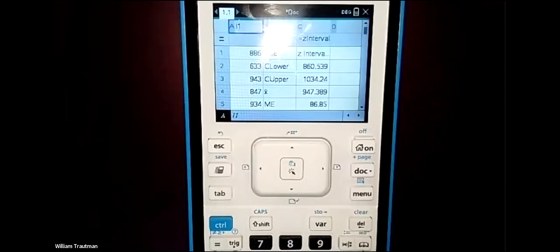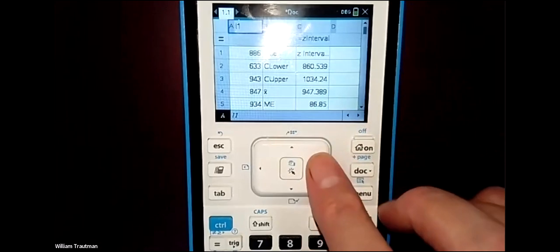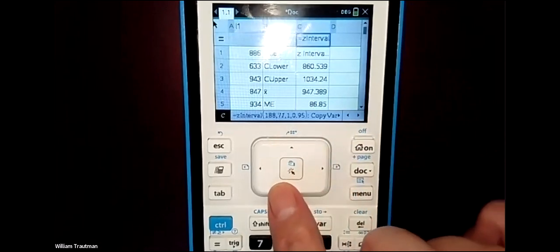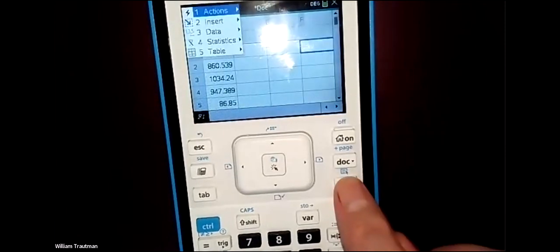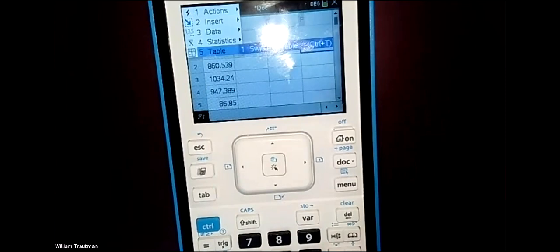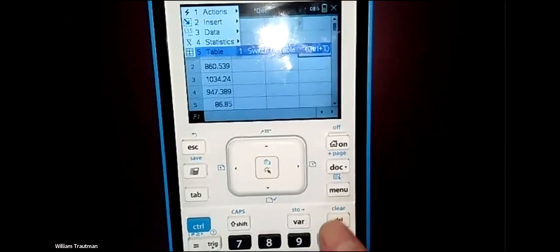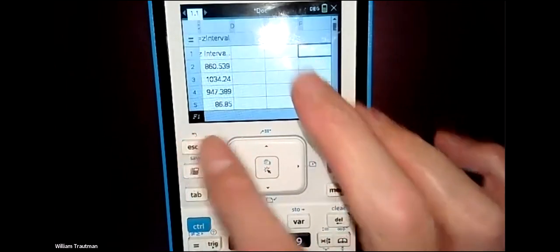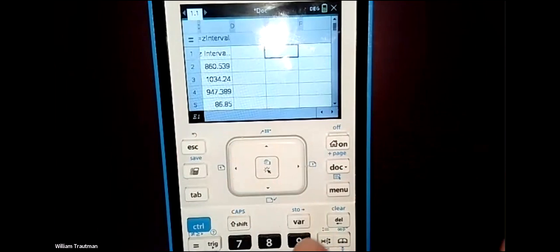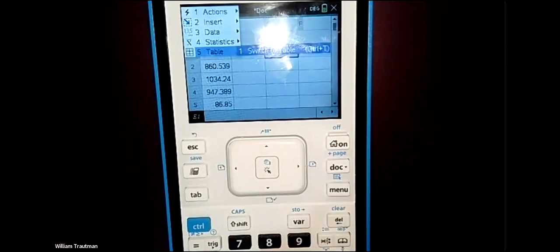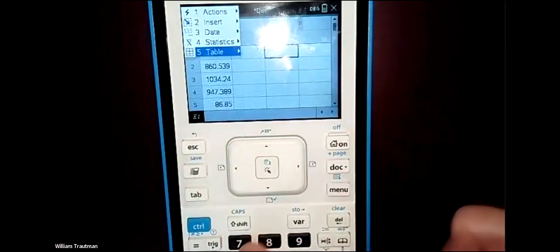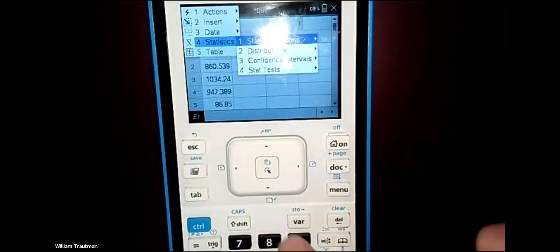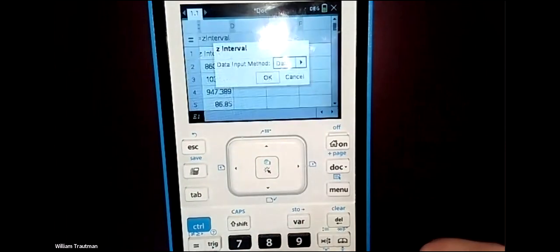Okay, so I entered all my data into list 1. Hopefully I got it all correct. Moving over to the right, go to menu, 5, 3, 5, 4. Give me a second. It's not menu 5. It's menu 4. Menu 4, 3, 1. 3 and 1.